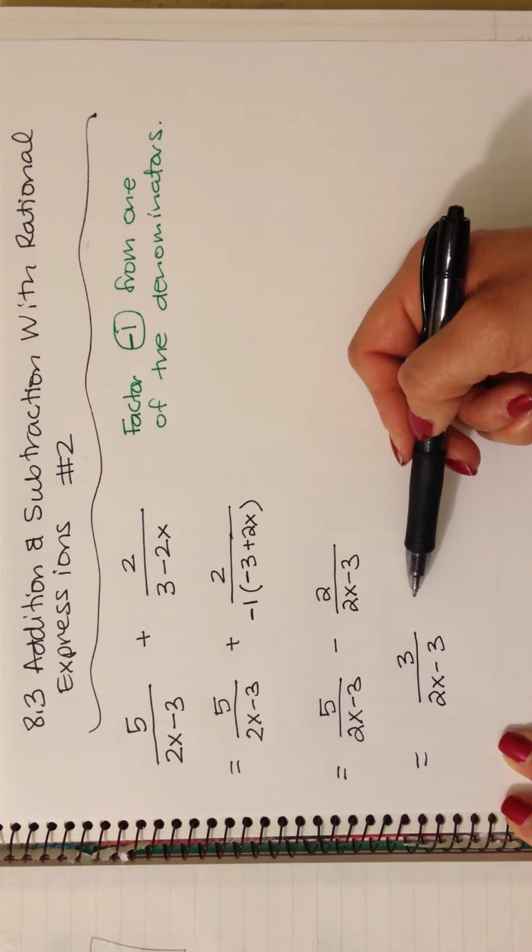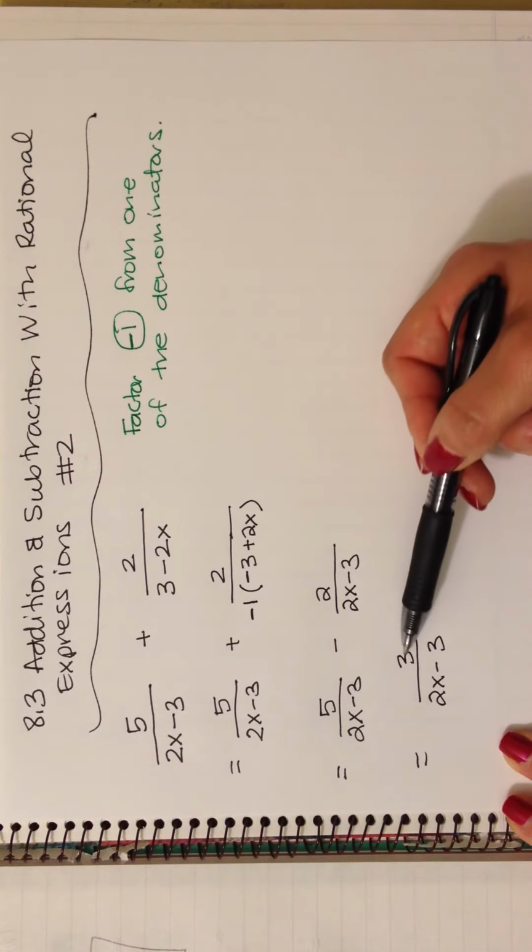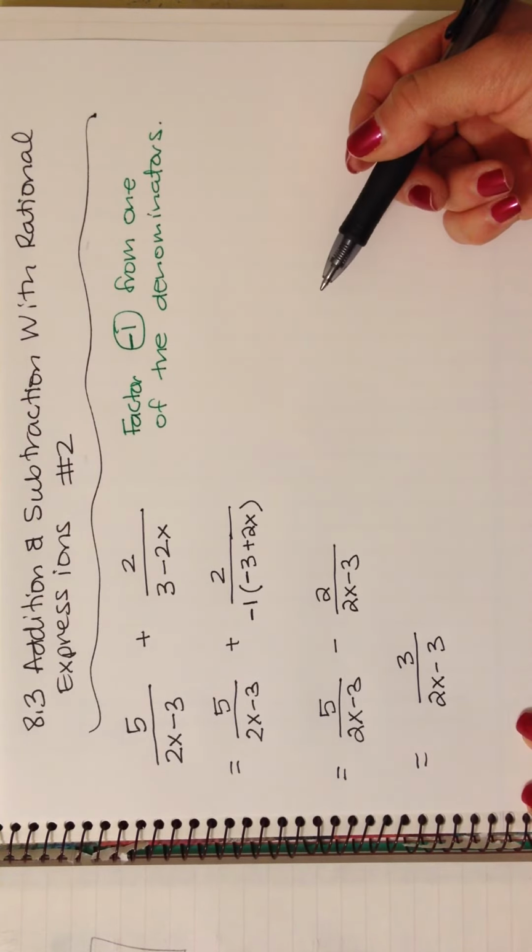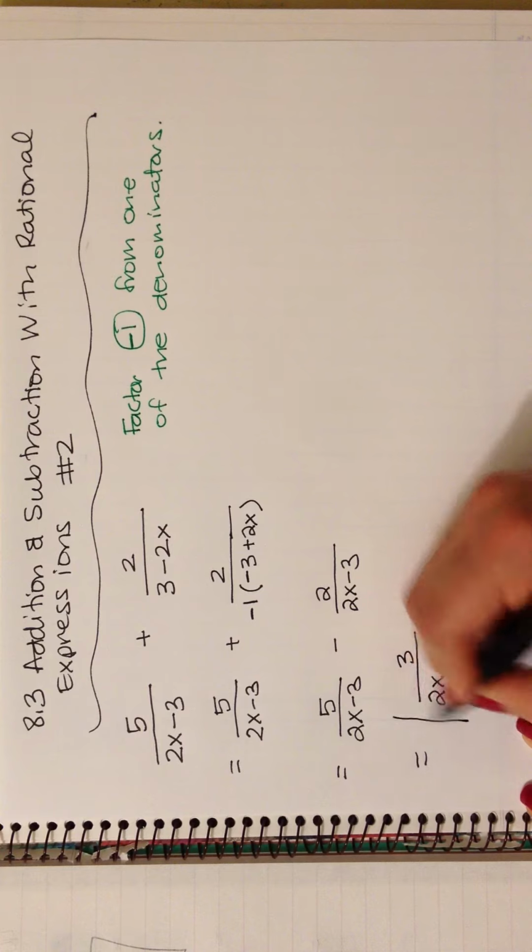We cannot reduce here. You cannot cancel the 3's, which is what a lot of people do. This is where we stop. This is your final answer.